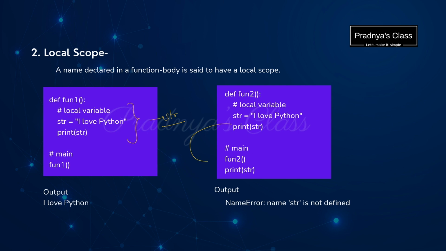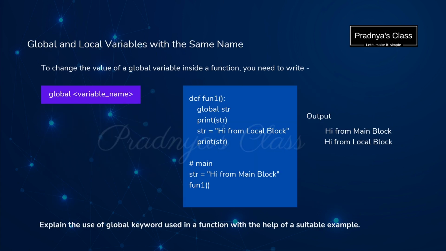That's why if you try to print it outside the function, you will get an error, because it existed only within this block. There is no existence of this string variable outside the block. In a function, this scenario may exist where a local variable and a global variable have the same name. Look at this example. In the main program we have a str variable, and even in the function we have a str variable.